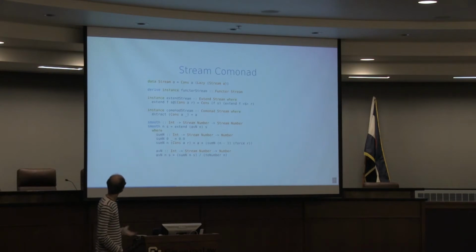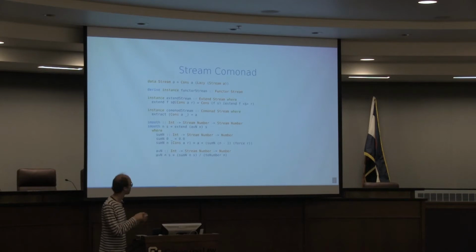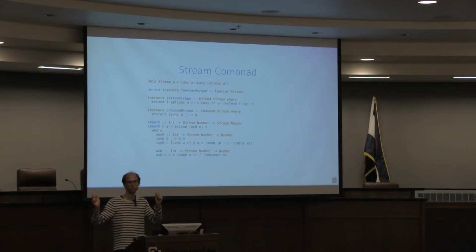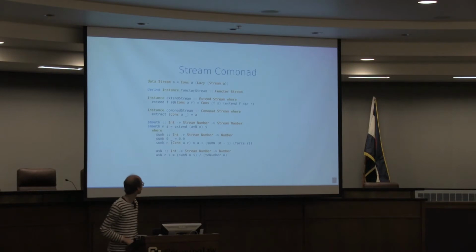So a simple application of how you can use extend is a smoothing operator on a stream of integers, or stream of numbers actually. The first argument of the smooth function is how many slots of the stream we are looking at, for example, the first 10, and we want to average. Construct a new stream that averages 10 values from the original stream.